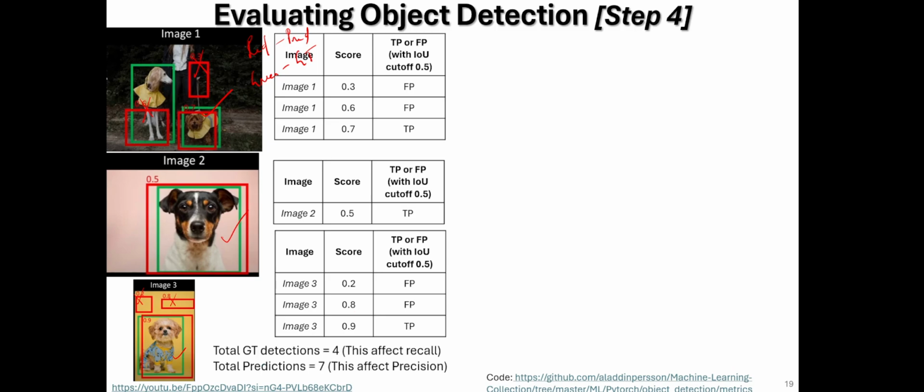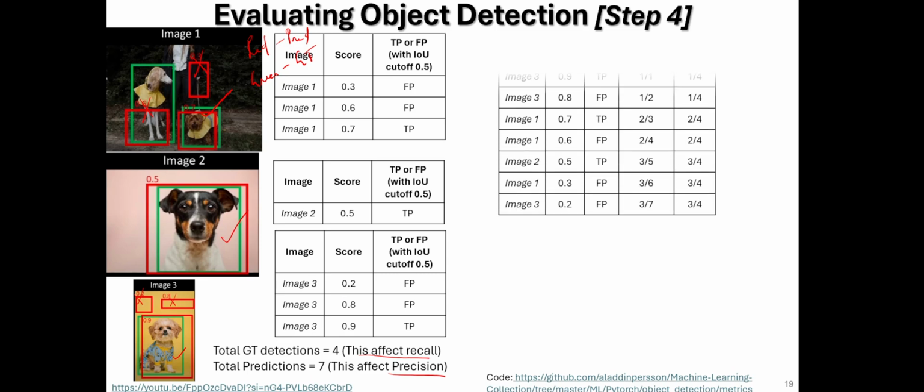I think we discussed this now. The total ground truth detections are the annotations, so we have four of them. And we have a total of seven red predictions, so that's seven. This affects recall and this affects precision, so please remember that. Now I will sort this by the classification score, and then we'll calculate the precision and recall one by one. I have the entire table here, but we will do it one by one.